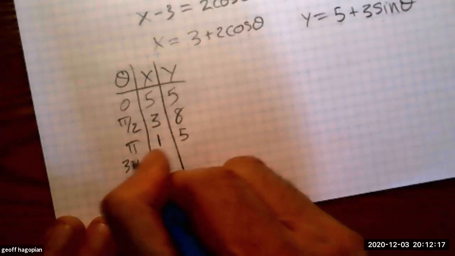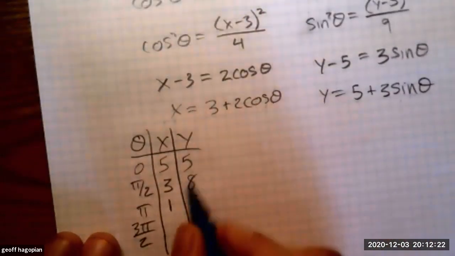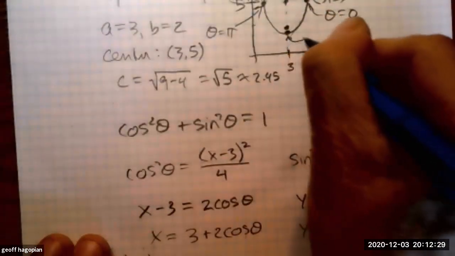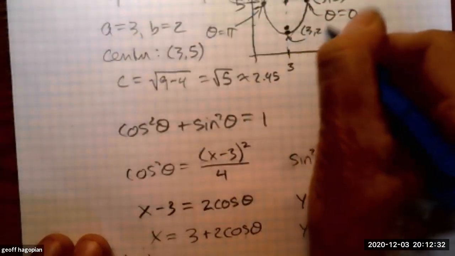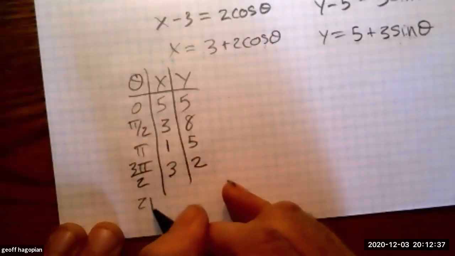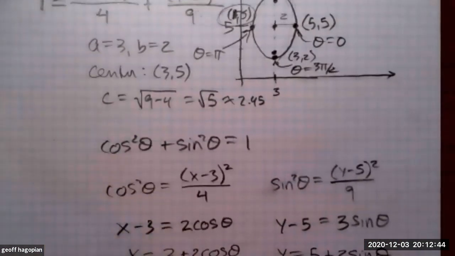That's theta equals pi, and 3 pi over 2 will take us to the south pole of this ellipse, where cosine is 0, so this is 3, and sine is -1, so this is 2, and we're at 3, 2, which is this point here, right? So this is 3, 2, where theta is 3 pi over 2. And guess what? At 2 pi, we're back home. So back to where we started at 5, 5, right? And that's once around the ellipse. That's pretty powerful stuff there. You can do some serious math by parameterizing your conic section.